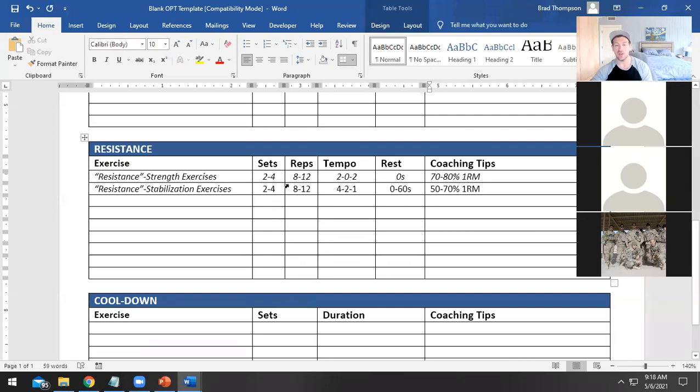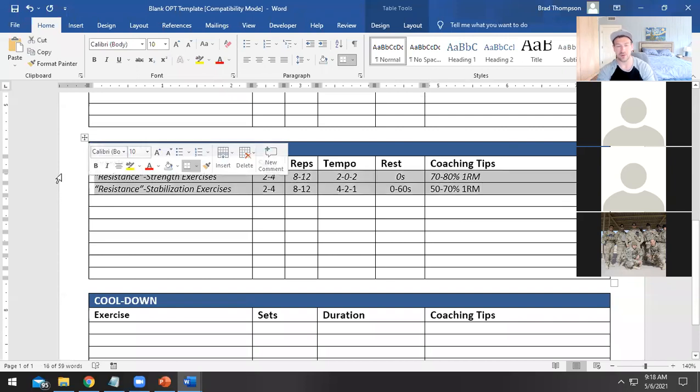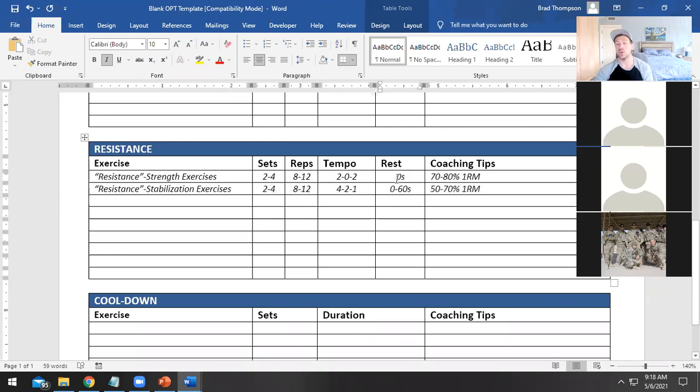So now you can see we're pairing everything together, right? We do 0 to 60 seconds rest is the rule for the strength endurance phase, but that doesn't apply to this first exercise. We always do 0 seconds rest for this first exercise. Then we take our rest after the second one. So this is sort of how this looks.